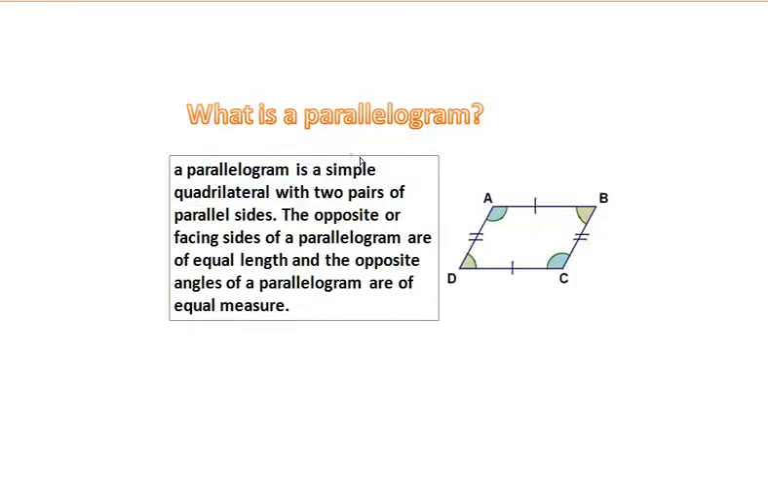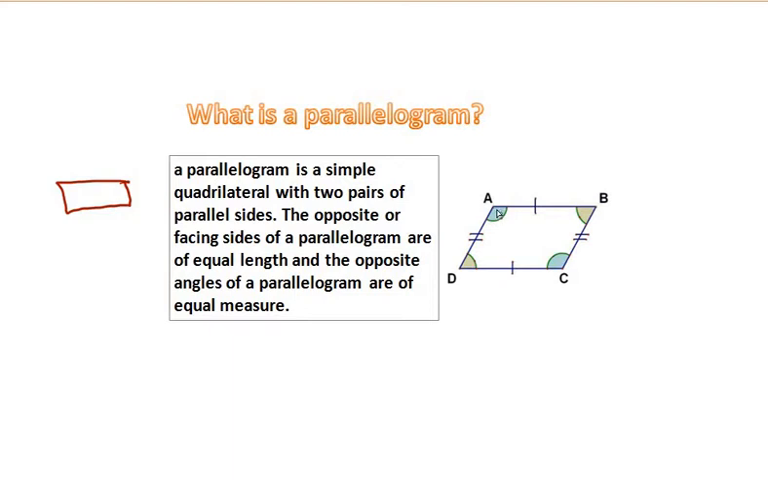A parallelogram is a quadrilateral. Quadrilaterals are shapes with four sides. So this is a shape with four sides, and it's a simple quadrilateral with two pairs of parallel sides. So this side is parallel to the opposite and this side is parallel to the opposite. Each two opposite sides are parallel to each other, and each two opposite sides are also equal to each other.